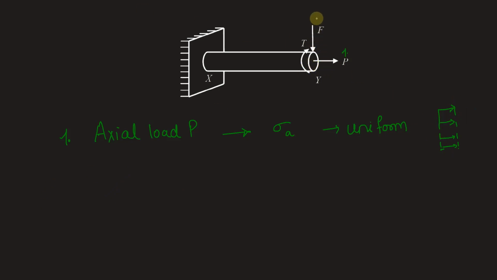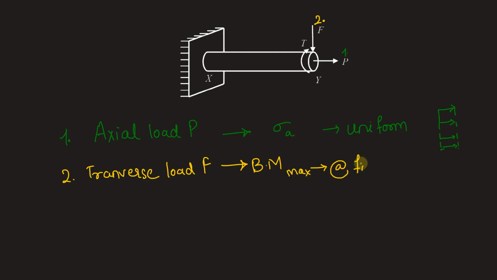Now let the second load be this transverse load F. This will subject the machine element XY to bending moment throughout. This bending moment will be maximum at the fixed end. Fixed end is point X. Also, the distribution of this bending moment is something like this. Depending upon the nature of bending moment, this can be positive and negative like this.